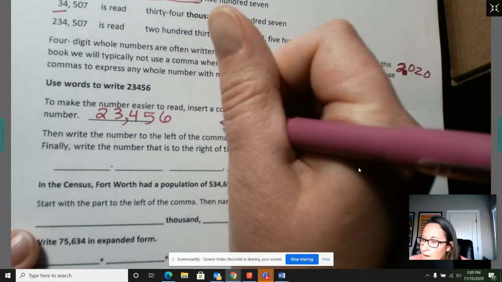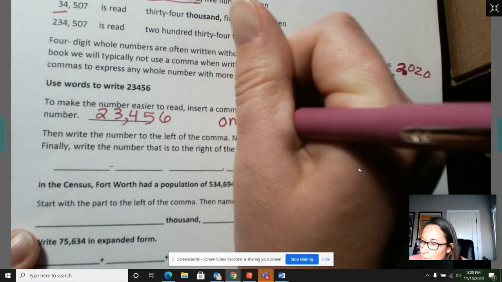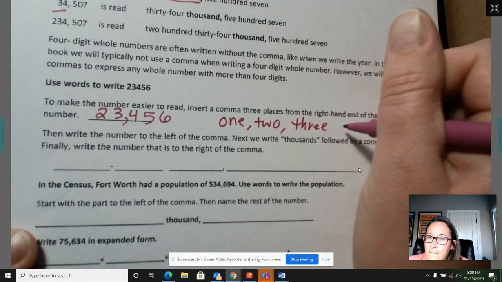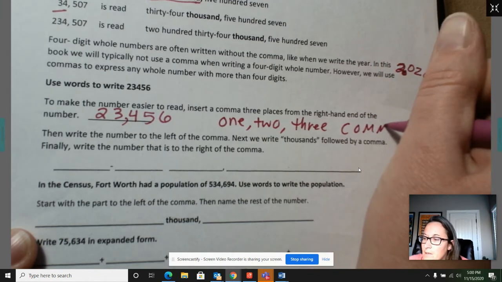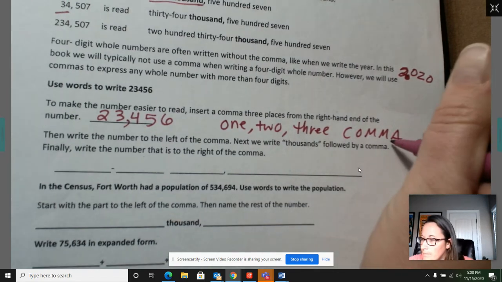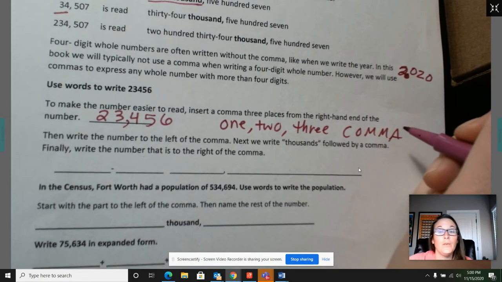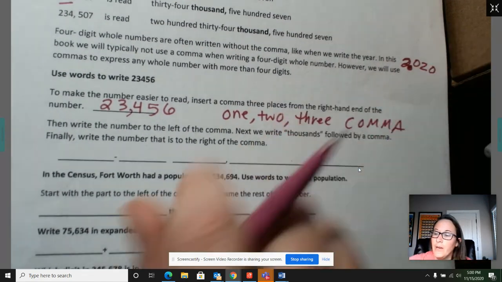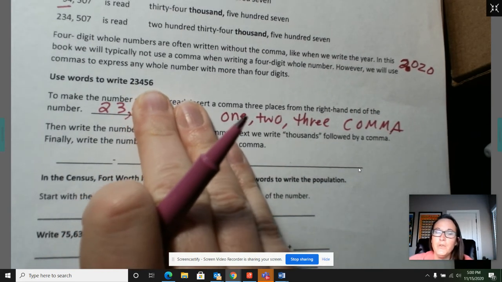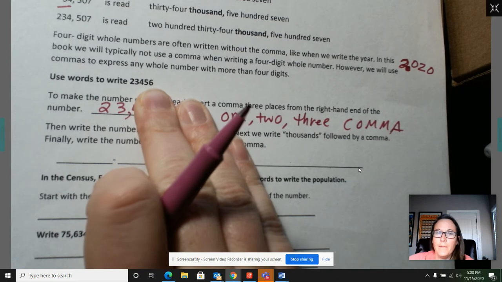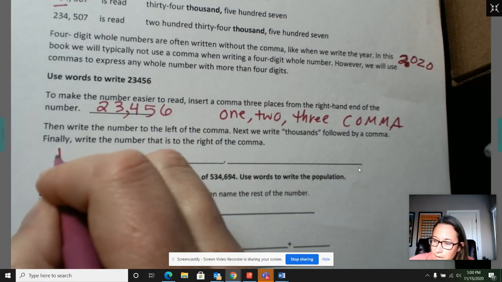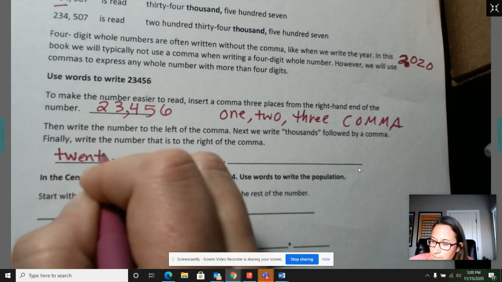So I'm going to write 1, 2, 3, comma. Just so you can remember. All right, so now that we have it written with a comma, it's easier to read because I'm going to cover up just like we did before. And if I just saw a 2 and a 3, how would you read that? 23. All right, so we're going to write that. 23.